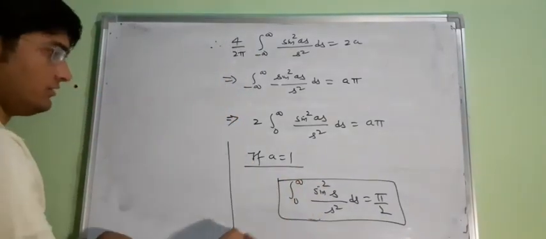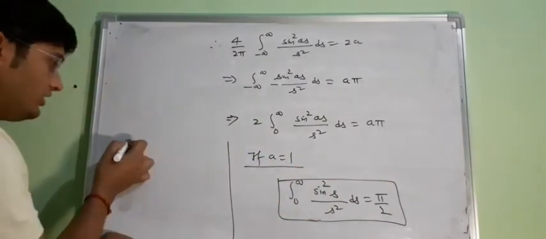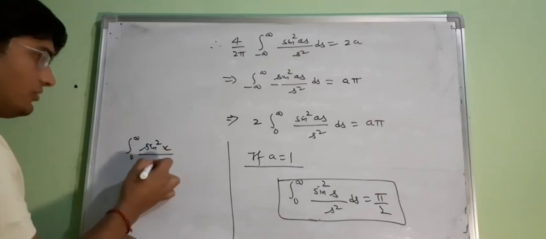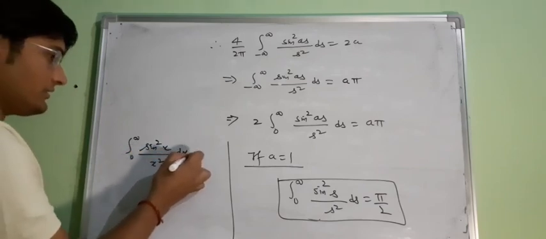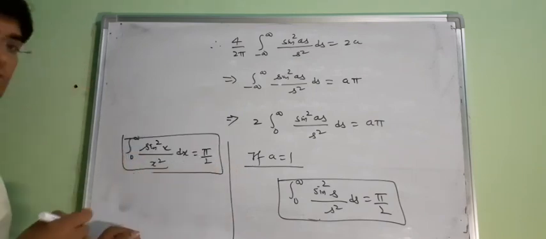And in a definite integral we can change the variable. Now if we change the variable, then our answer is the integral from 0 to infinity of sin² x upon x² dx equal to π by 2. This is your answer.